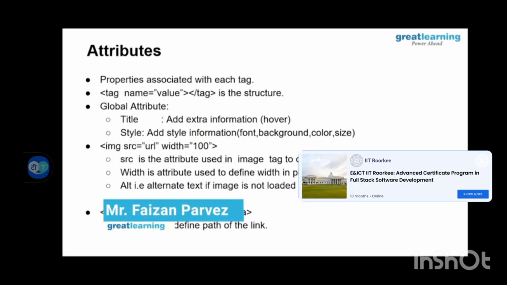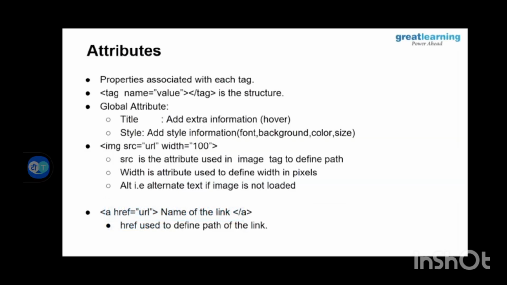The tags like image tags. In that we have source, wherein we will write the URL. That is nothing but an attribute of image. Similarly, we have some global attributes, and we have some local attributes which are specific to particular tags. Let's suppose there is the image tag. In that image tag we have source, wherein you will define the path.